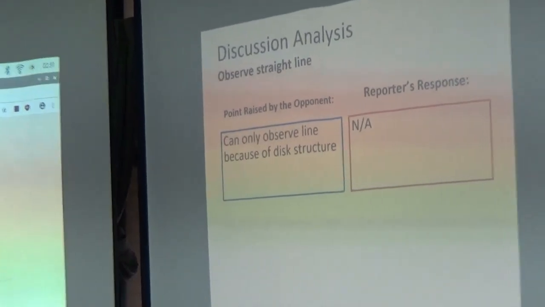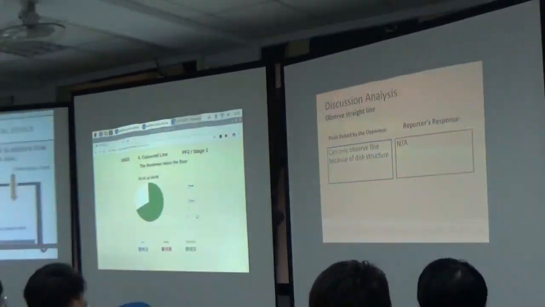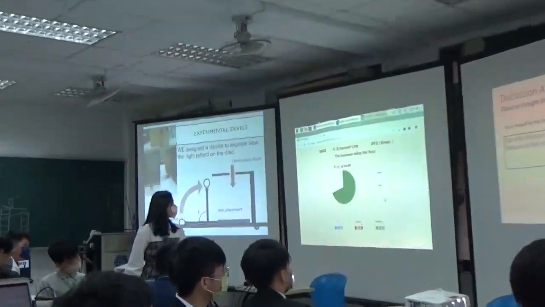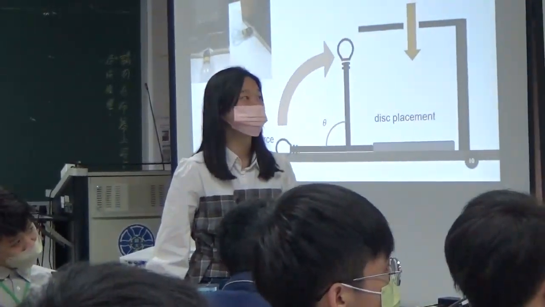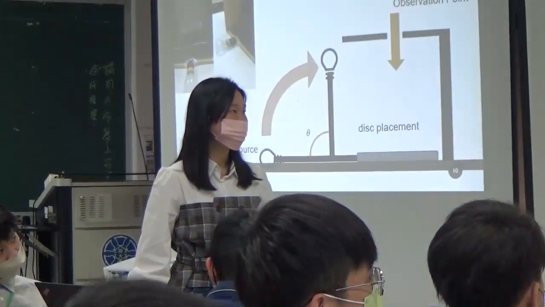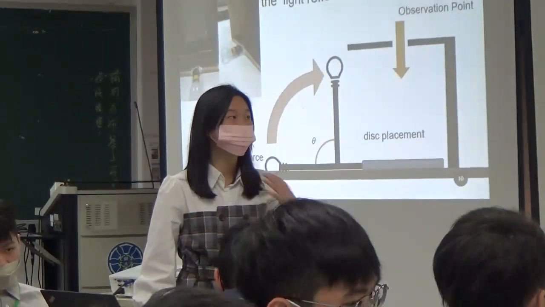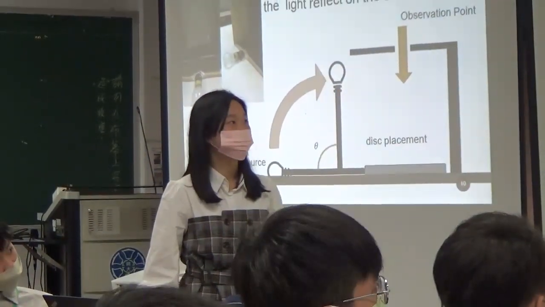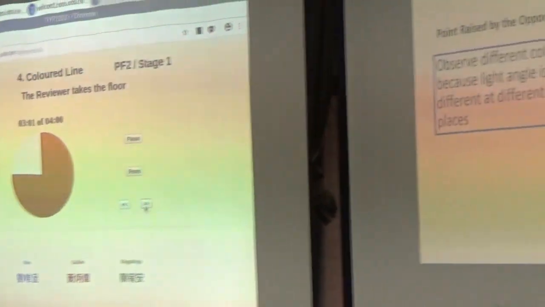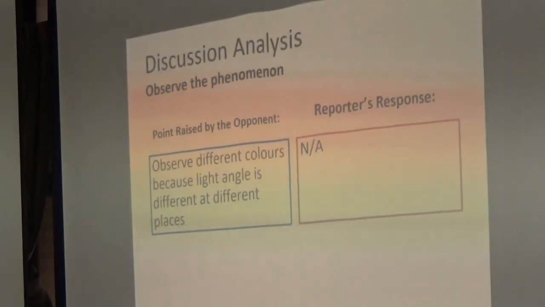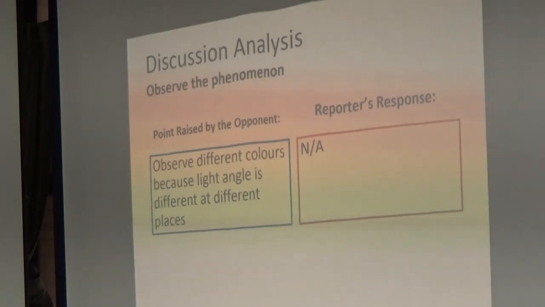And the opponent raised that this phenomenon can only be observed because of the disk structure, and the reporter's response was not very clear. The opponent also talked about observing different colors because the light angle is different at different places, but the reporter's response was not that clear either.